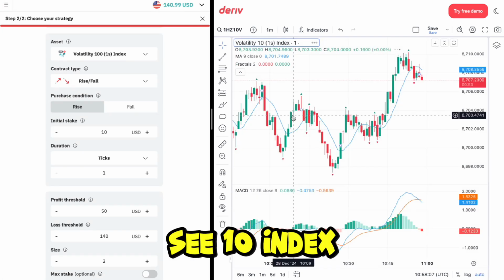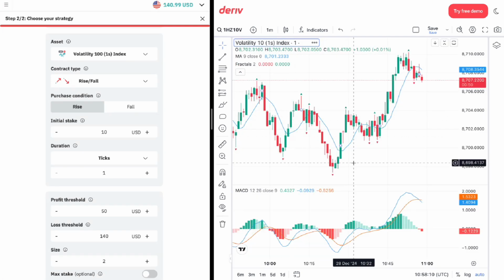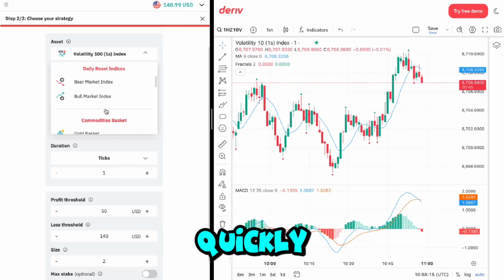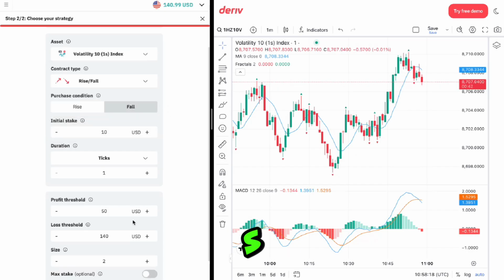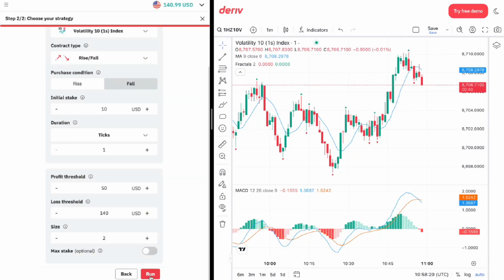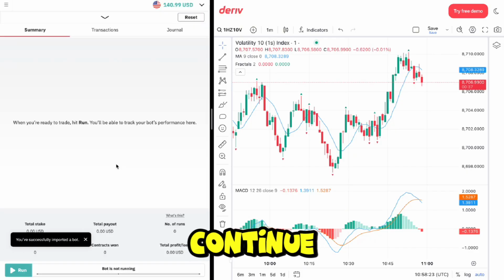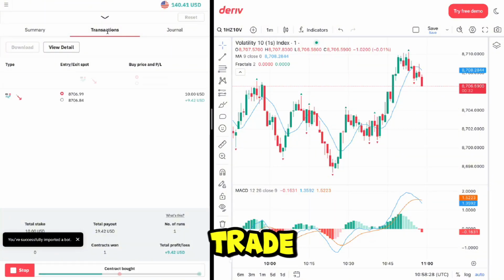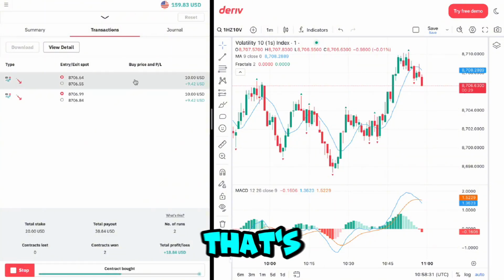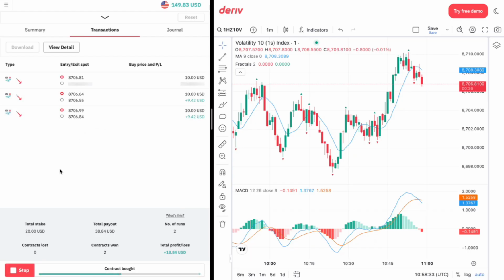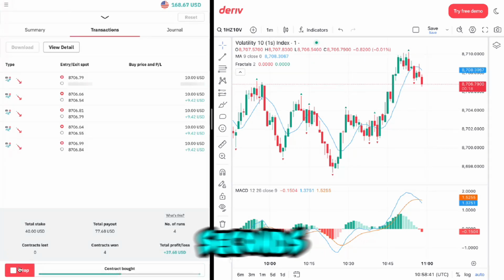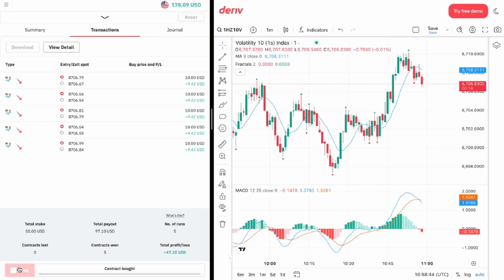Let's see 10 index. Yeah, like this is fall on 10 index. Let's go quickly. Everything is okay. Fall. Let's run. Let's continue. We'll see on transactions here. So that's the first trade. That's the second trade. That's the third trade. So you can see it's been running 22 seconds, 19 seconds.